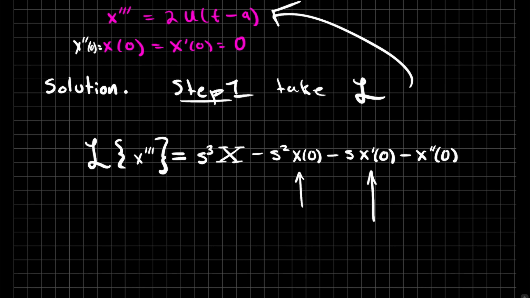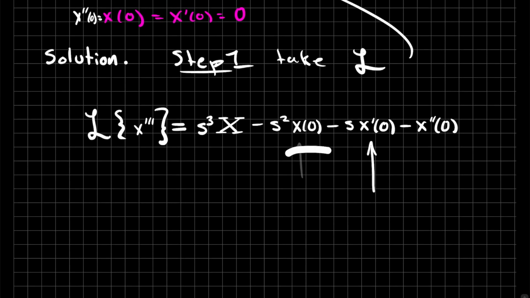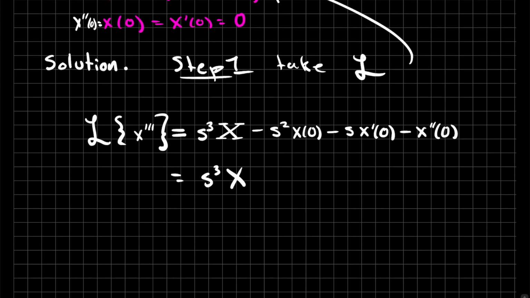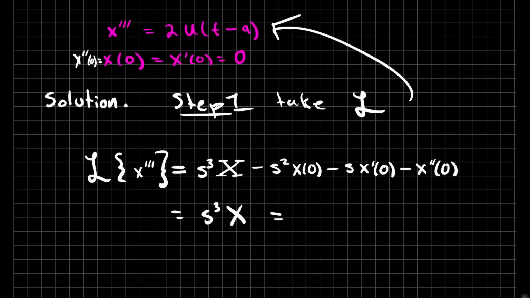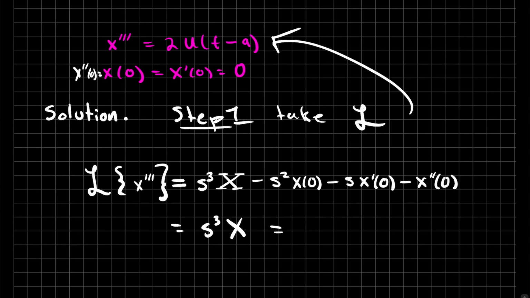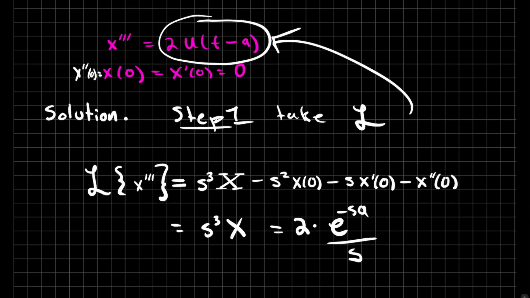In this situation, this entire thing collapses into s to the third power times the Laplace transform of little x. On the right side, we also want to take the Laplace transform. The Laplace transform of what we have here is 2 times the Laplace transform of the shifted Heaviside function, which is e to the negative sa divided by s.